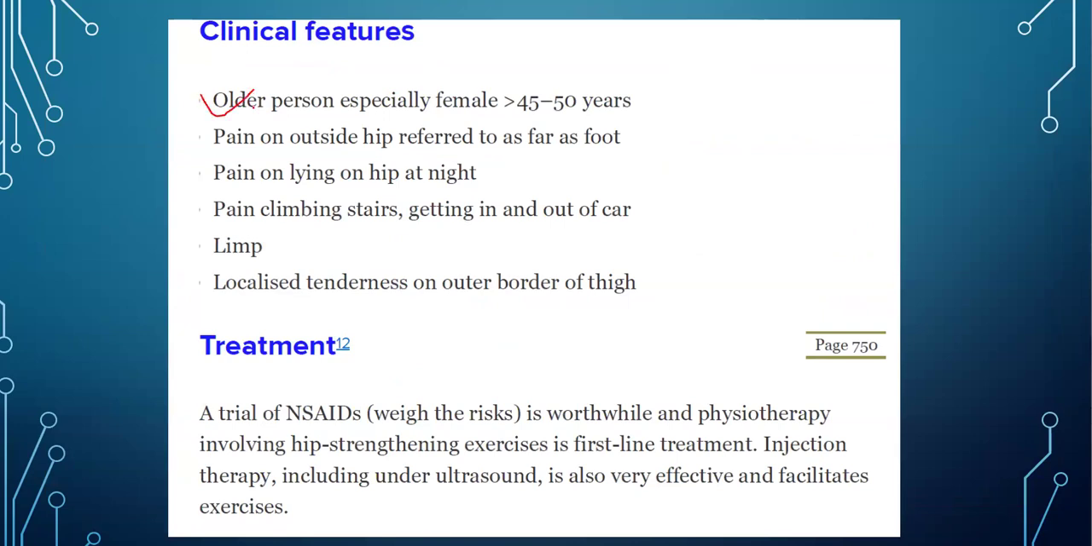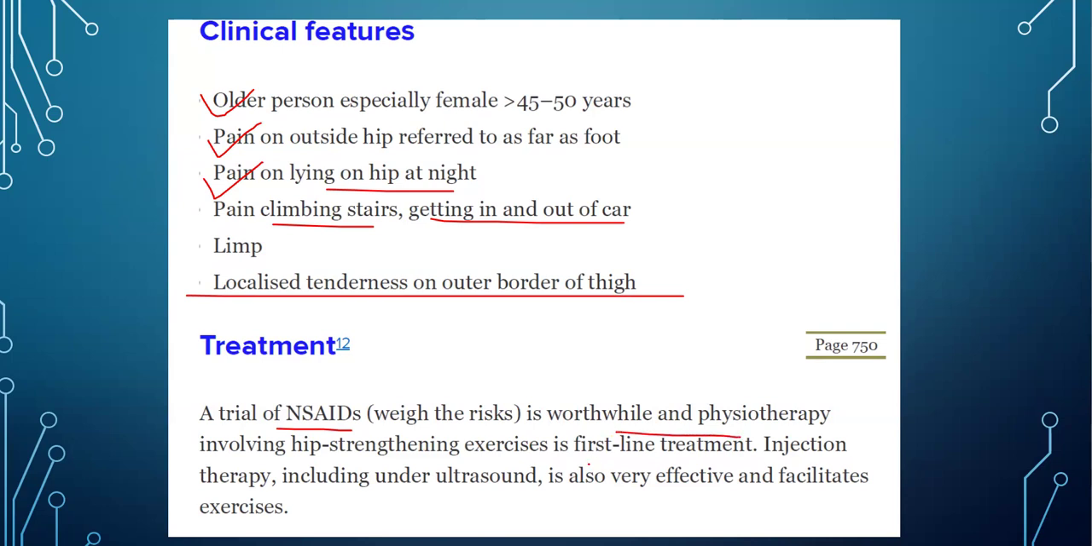So it's common in older, elderly patients: pain on the outer side of the hip, pain on lying on the hip at night. It can also be painful when they climb the stairs or get in and out of the car. And also a very important finding is that if you press on the lateral side of their hip, it will be tender. So for treatment, you can give a trial of NSAIDs, and physiotherapy is the first line treatment. If that doesn't work, you can also send them for a steroid injection into the bursa.